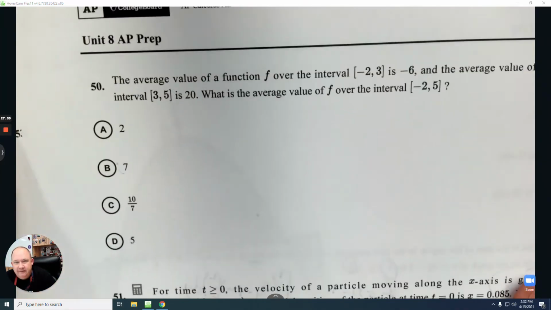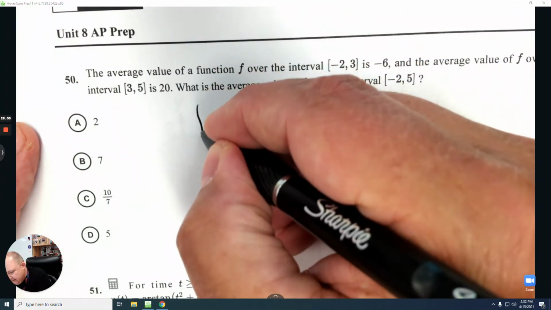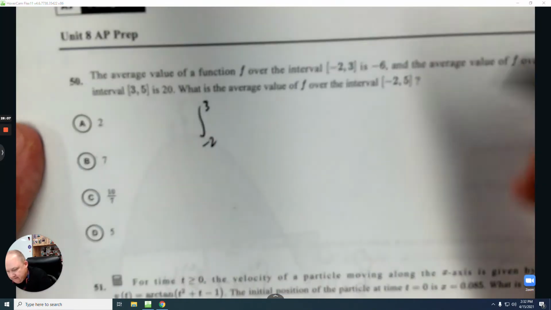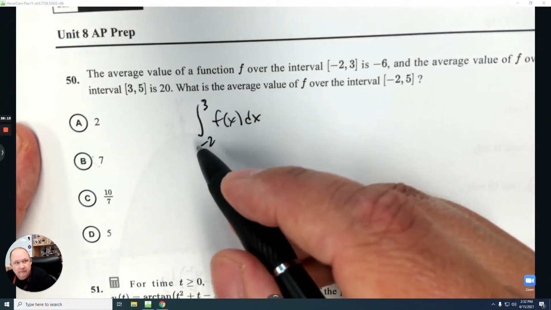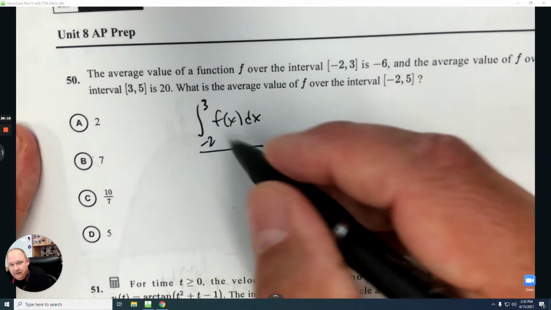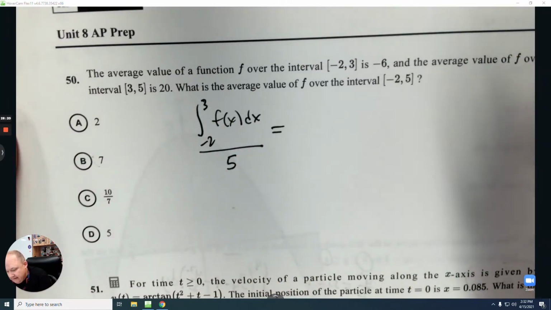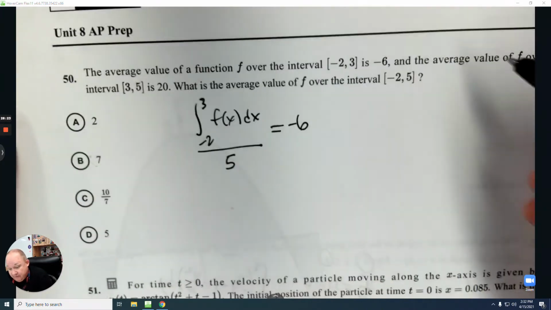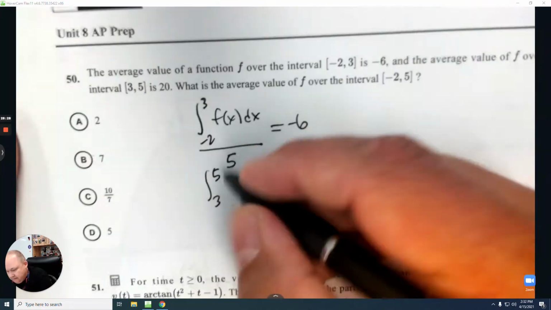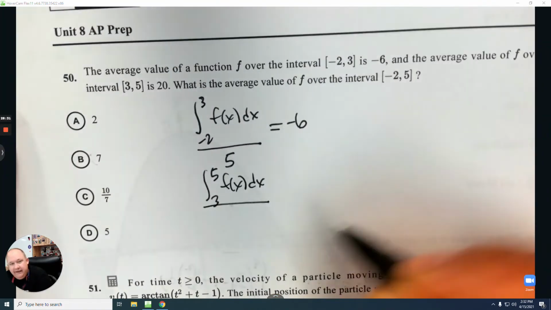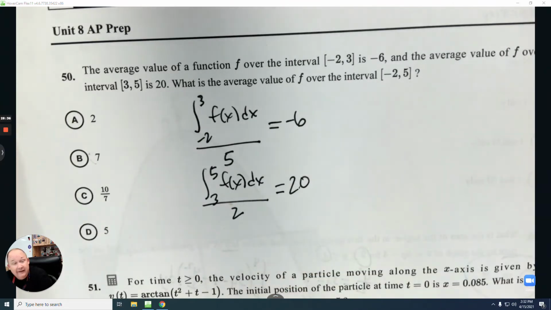In question number 50, the average value of a function from negative 2 to 3. So if I integrate from negative 2 to 3 some function, and then you would divide by the difference of the bounds. So 3 subtract negative 2 is actually 5. If you did that, the answer is negative 6. The second part says the average value of the function from 3 to 5. And again, divide by the difference of the bounds, which is 2, is 20.